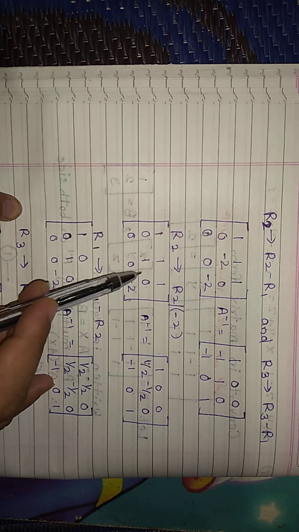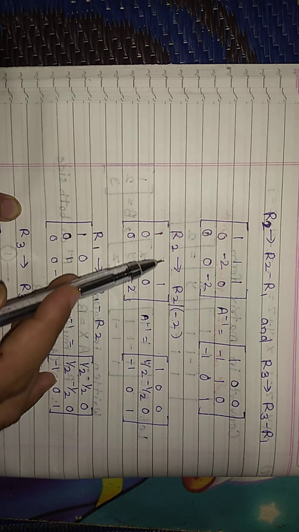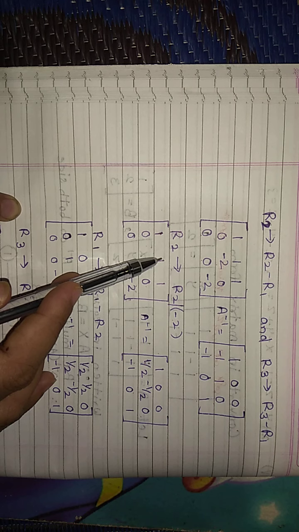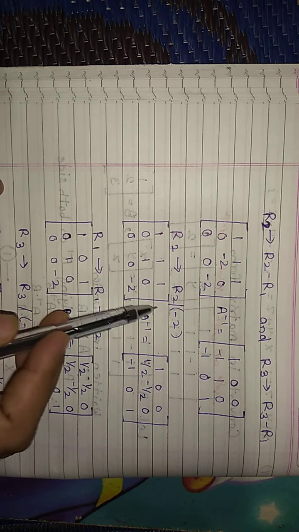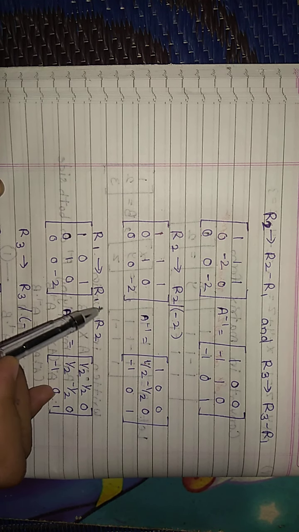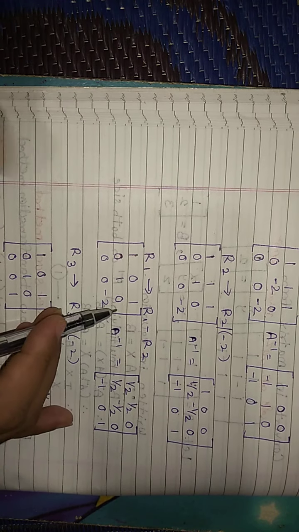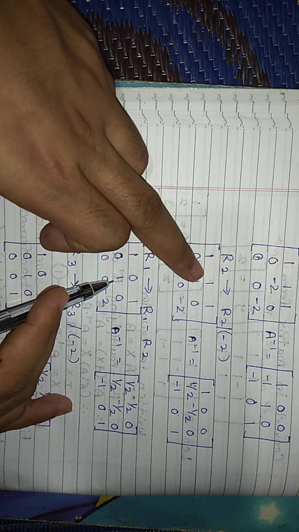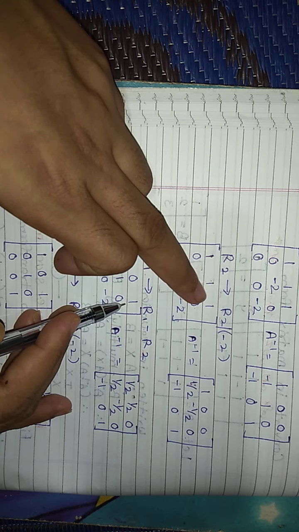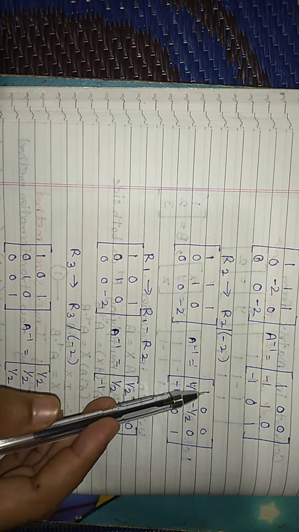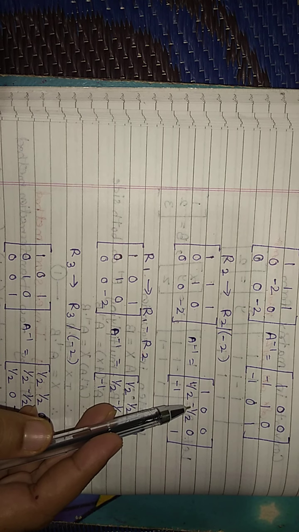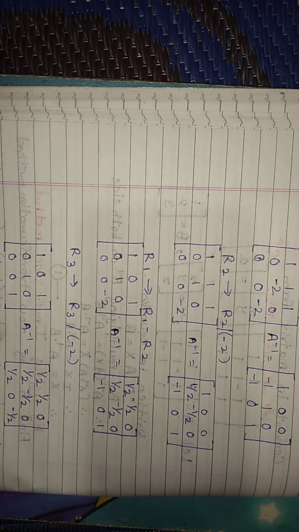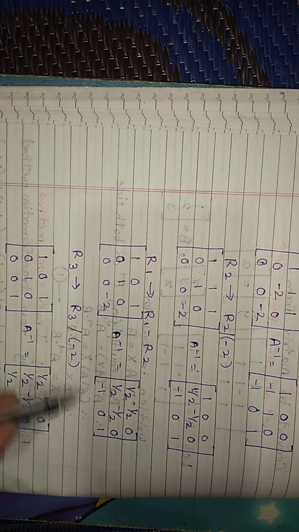The next step, this element we have to convert in a 0. So this is present in the R1 row. So R1 tends to R1 minus R2. 1 minus 0, 1. 1 minus 1, 0. 1 minus 0, 1. 0 minus 1 upon 2, minus minus become plus 1 upon 2. 0 minus 0, 0. Same, other remaining elements we have to write down as it is.